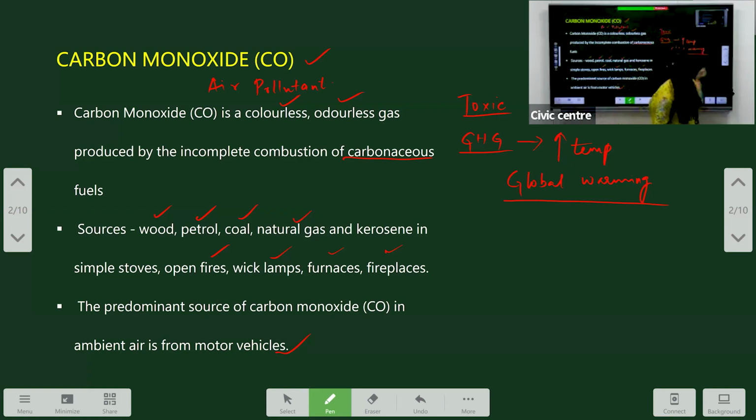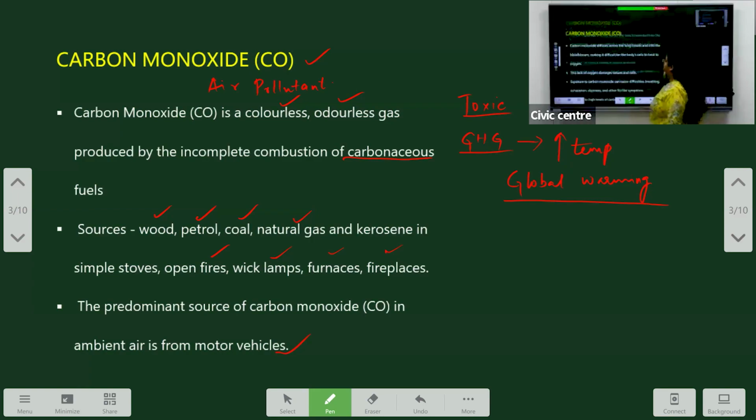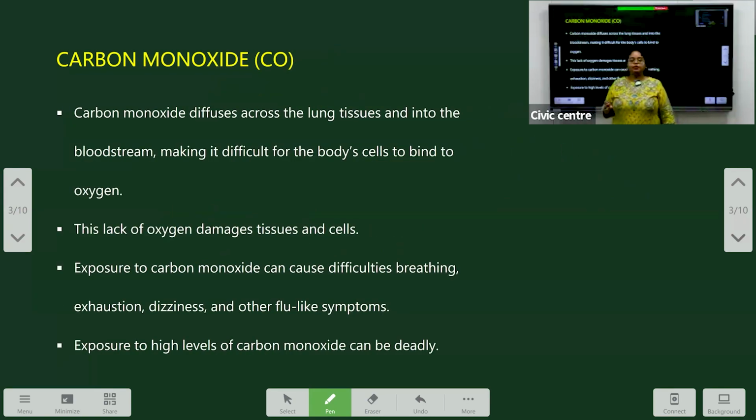Let's move on and see what happens when this carbon monoxide is released into the atmosphere. One more source of carbon monoxide being released into the atmosphere is smoking. So smoking also releases carbon monoxide, and hence both active smoking and passive smoking is injurious to human health.